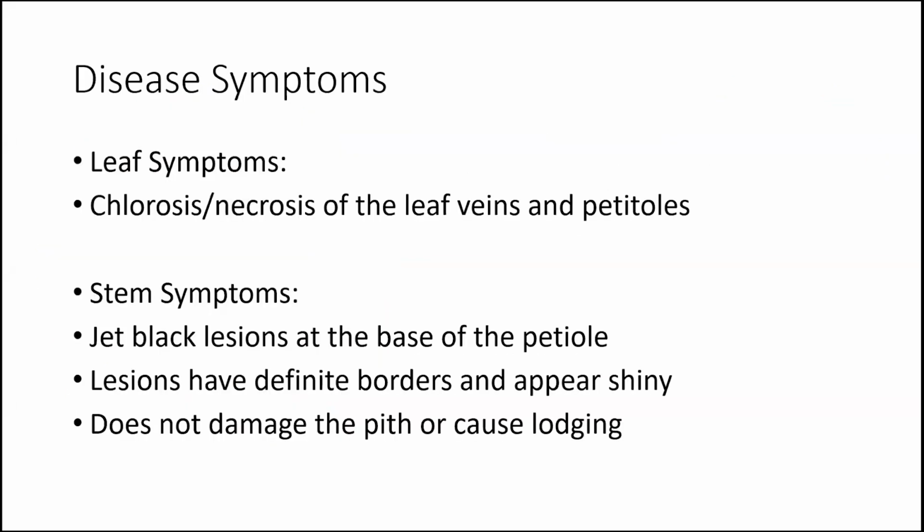Some symptoms of Phoma. There are some leaf symptoms, though they're kind of general, so you may not associate those with it. There is chlorosis and necrosis of the leaf veins and petioles. The most common symptom is going to be those stem symptoms where there's a jet black lesion at the base of the petiole on the stem. The lesions will have definite borders and almost appear shiny as they get older. An important note, and a way to differentiate Phoma from some of the other diseases I'll be talking about, is that Phoma does not cause damage to the pith and it does not cause lodging.